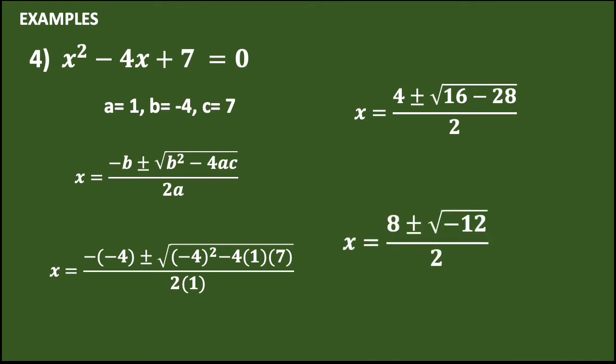In this example, our discriminant is already a negative number. If that is the case, the roots are imaginary numbers, or there will be no real roots if our discriminant is a negative number.